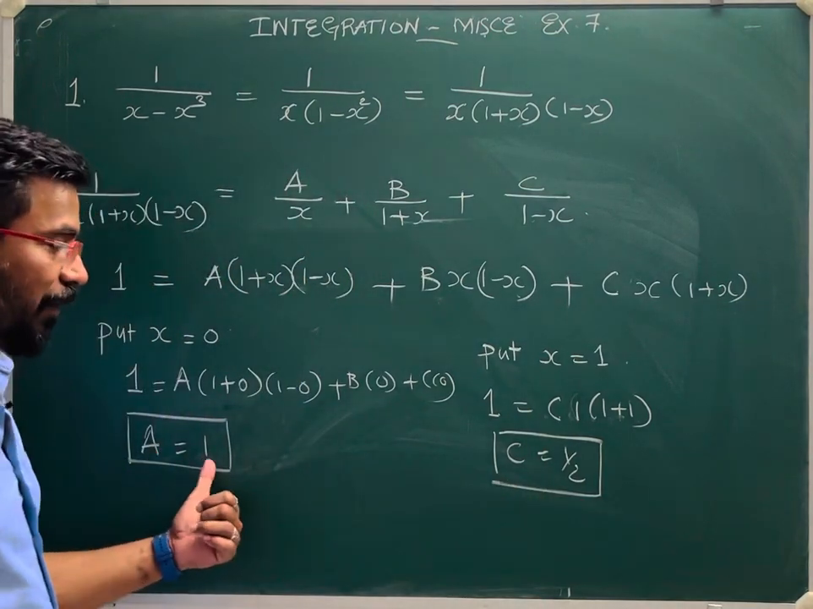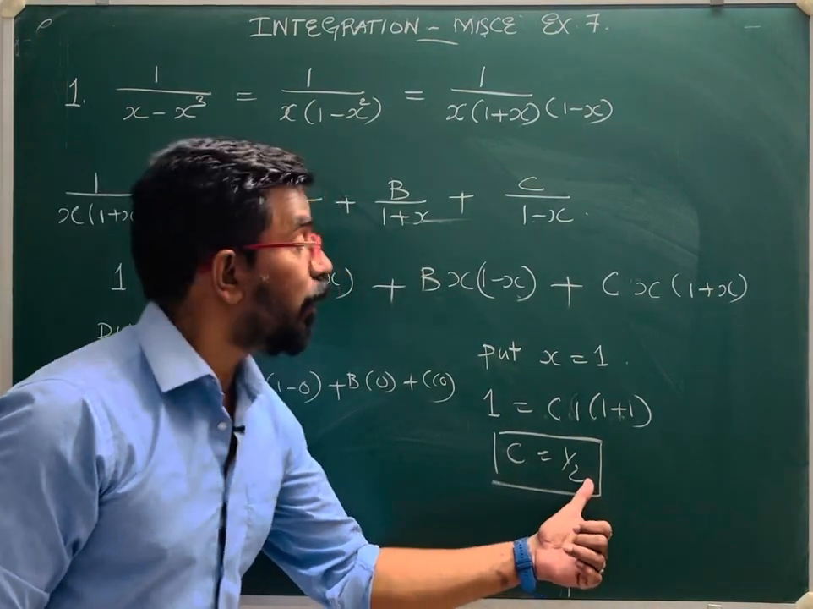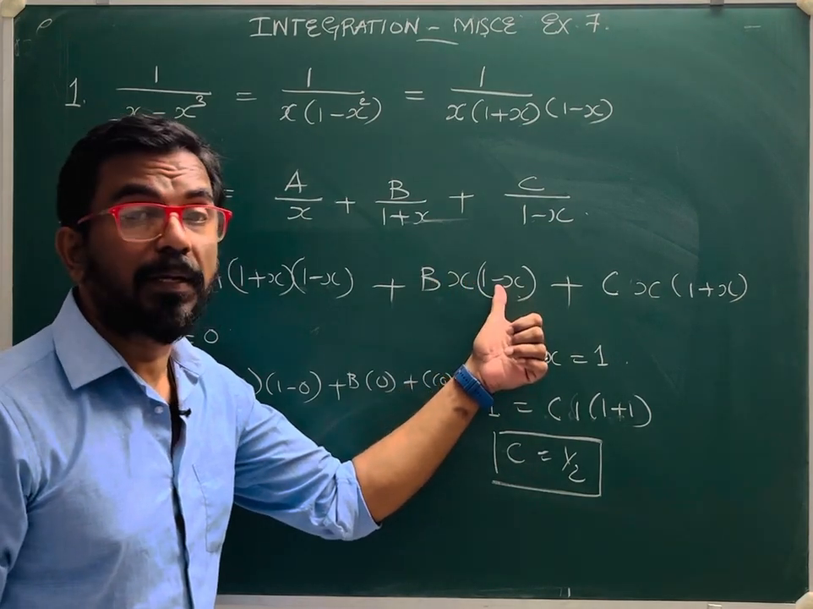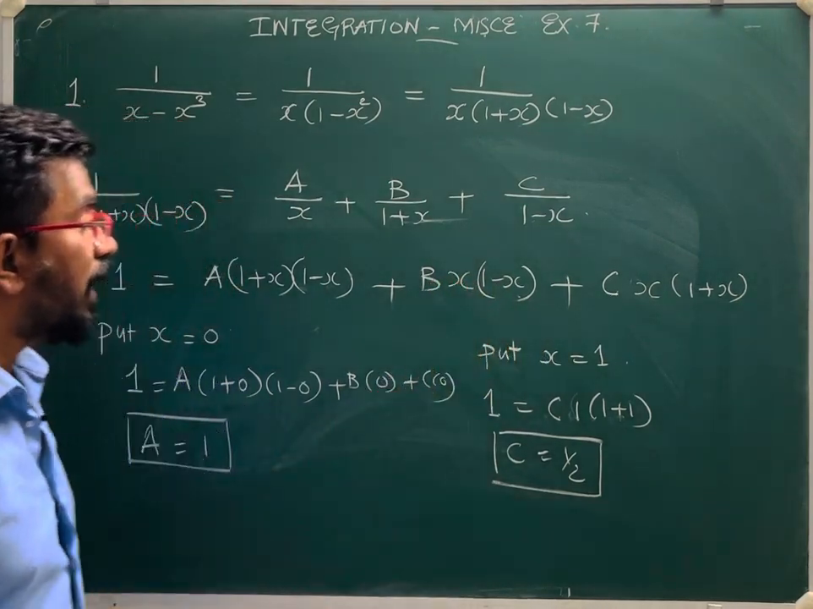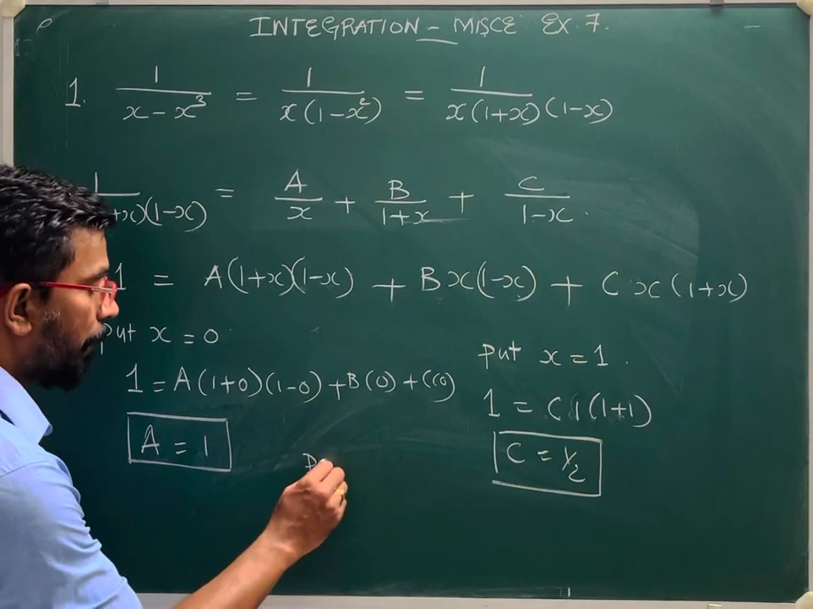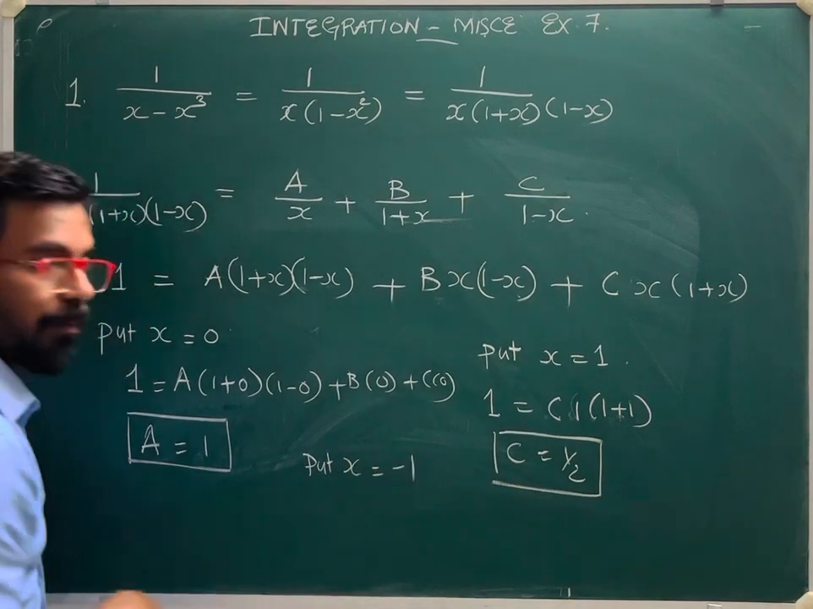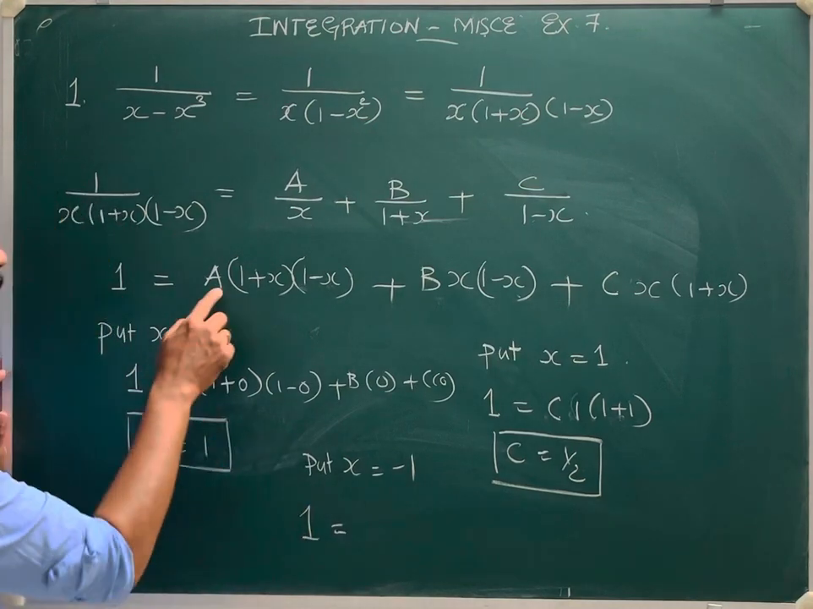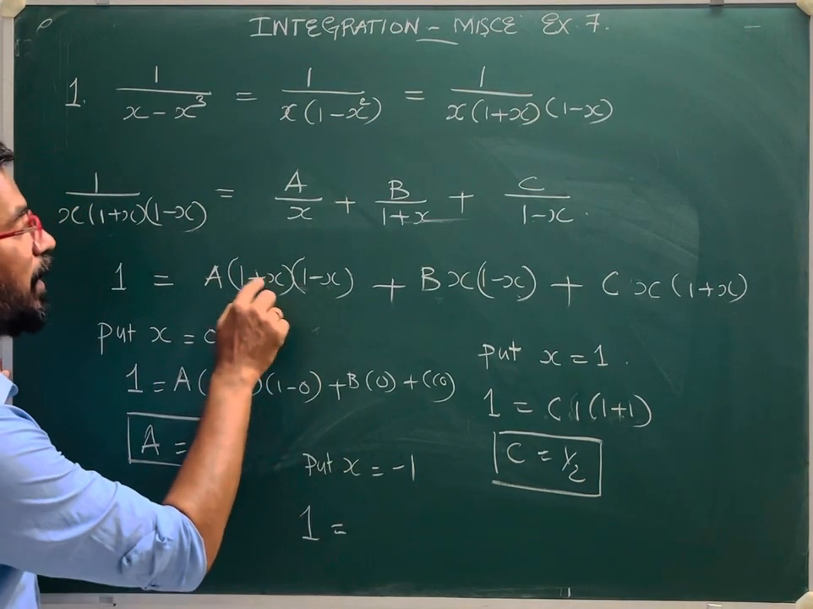See, I found the value of a, I found the value of c. Now my job is to find the value of b. If you want to find the value of b, what I will do is put x as minus 1. Put x equal to minus 1. So when you put x equal to minus 1, on the left side 1 only will come. a into minus 1 plus 1.